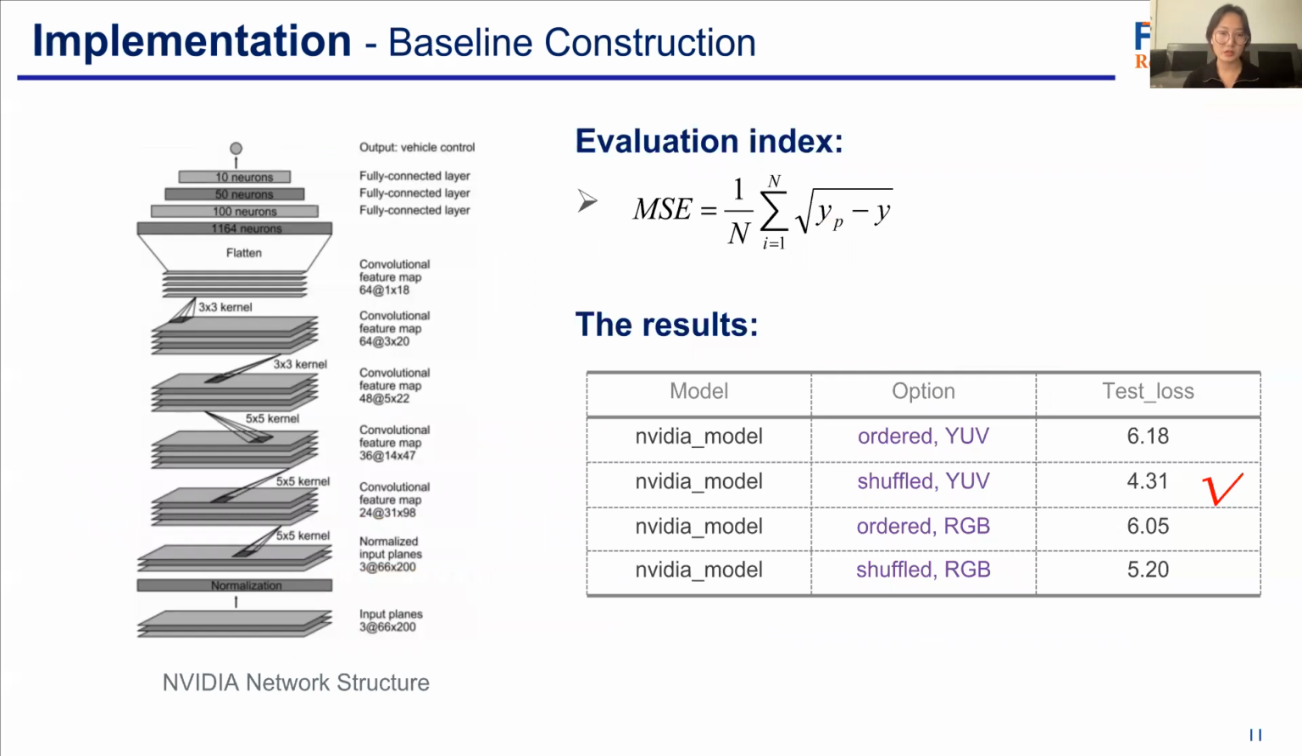Then the NVIDIA model is used as the benchmark model for training. This is a regression problem using MSE as the evaluation indicator. The results are shown in the table. From the last test loss, we can obviously observe that the YUV model with shuffled data input can get the better result.